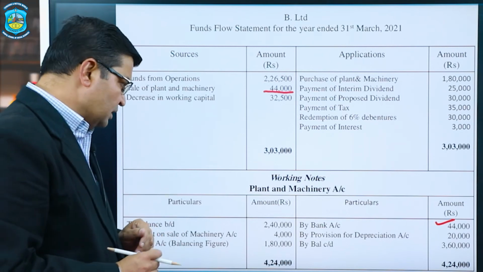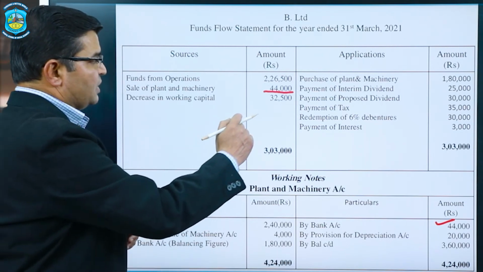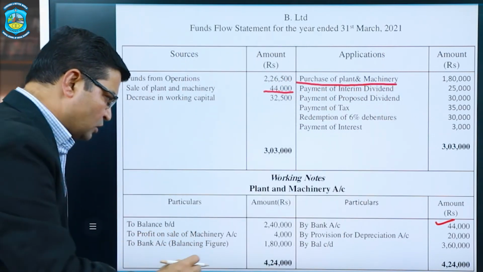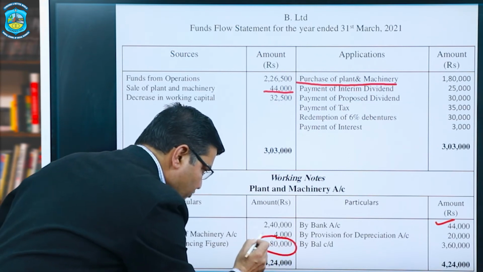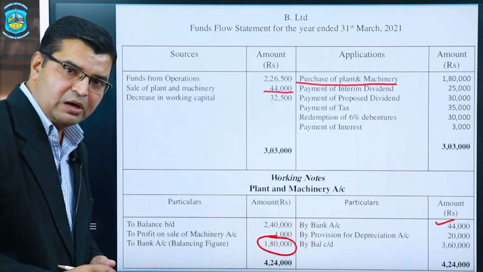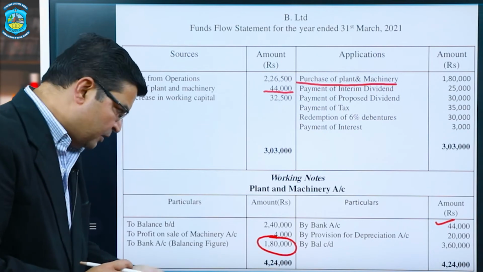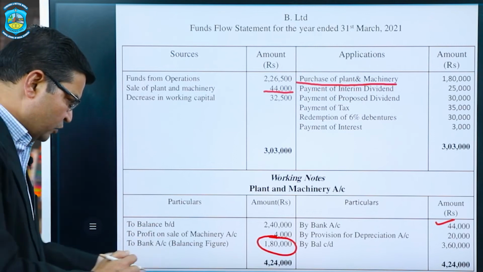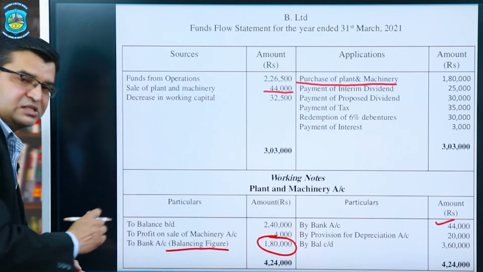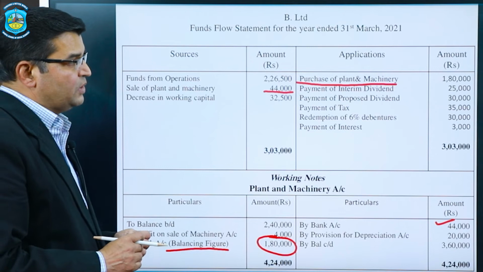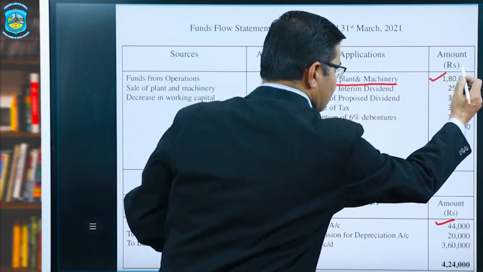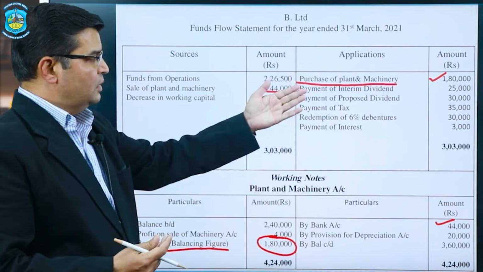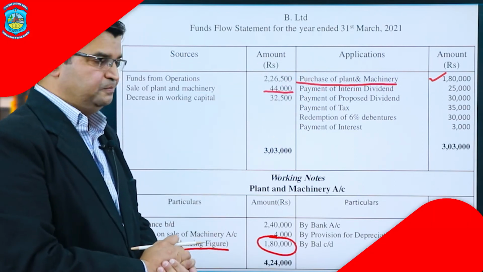And then one more thing, that is, this purchase of plant and machinery. Already we have got this figure of 1,80,000 rupees with the help of this plant and machinery account. This is the balancing figure. It means during the year we have purchased 1,80,000 rupees worth of plant and machinery, so it is one of the applications of funds during the year. 1,80,000 rupees we have incurred in purchasing plant and machinery.